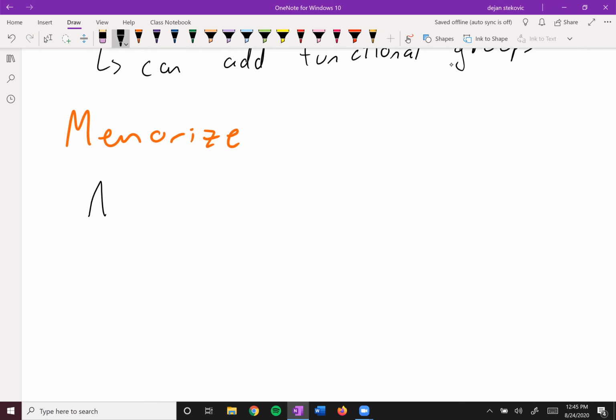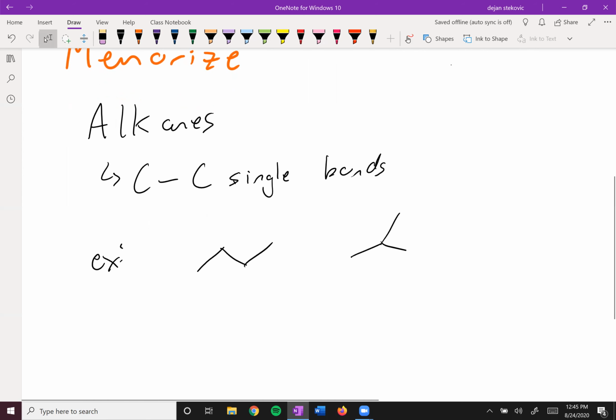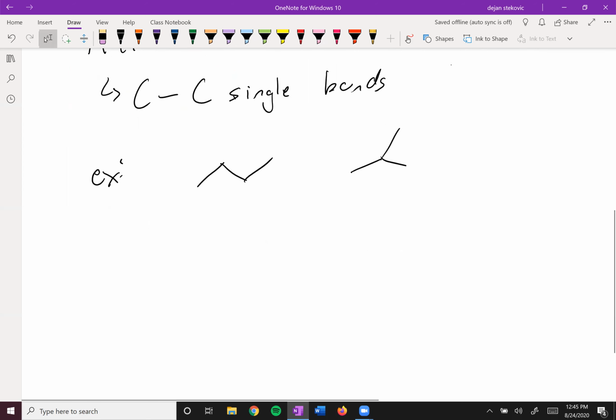The first are just alkanes. Alkanes are just carbon-carbon single bonds. Right, so for example, you can have this molecule, or maybe one of these, right? Just carbon-carbon single bonds, and then of course hydrogens also.